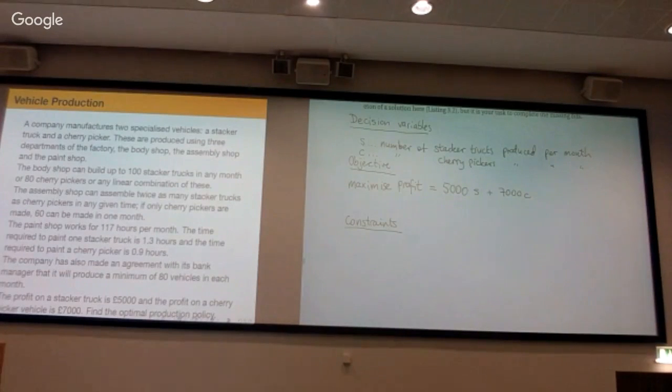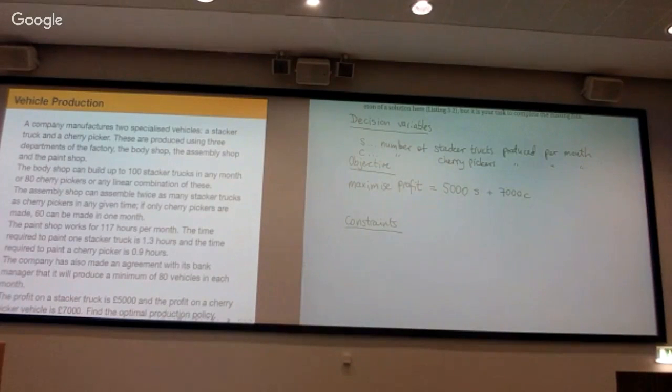So what this sentence says is you can either do 100 stackers or 80 cherry pickers, but not both. Or you could take what we call the linear combination of these. So you could take, for example, 50 stacker trucks and 40 cherry pickers. If you spend half the time on stacker trucks and half the time on cherry pickers, you make 50 and 40. Or if you spend 10% of time on one, then you get 10 and 70. Any combination like this is okay.